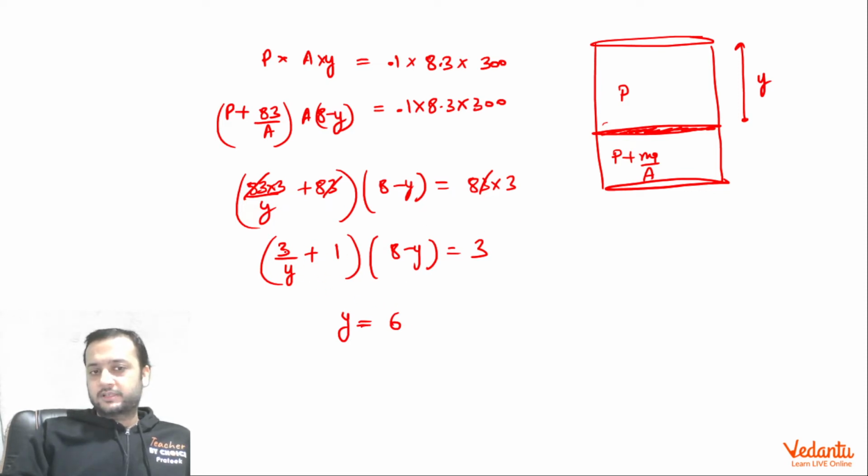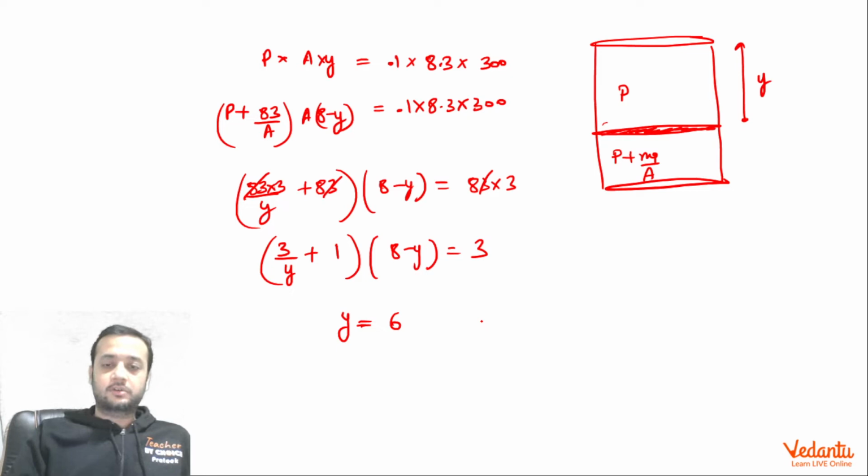If you put 6 over here, this will become 3 by 6. This is 1 plus 3 by 6, which is 3 by 2, into this will become 2. So 3 by 2 into 2 becomes 3. So this equation is satisfied. So you can see that when you solve this, you get y equals 6. And hence the answer given in the first key was 6. In my opinion, this is how they might have gotten the answer 6.